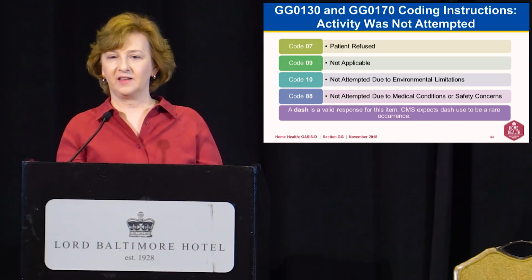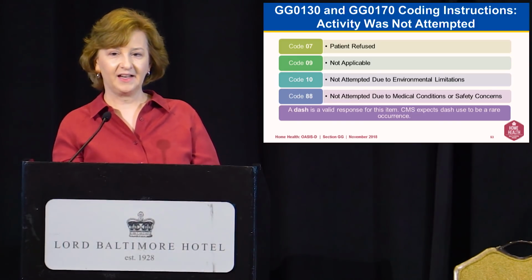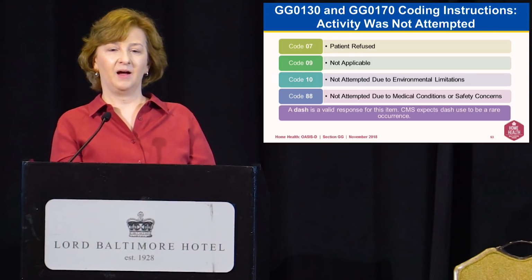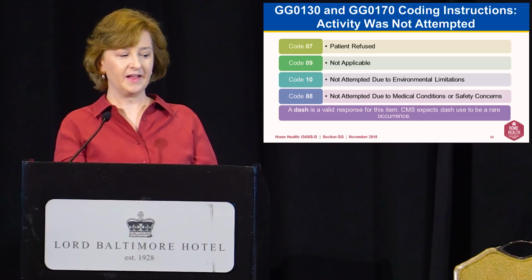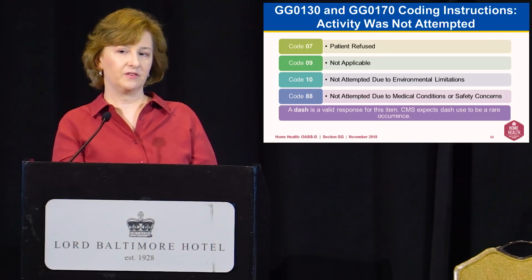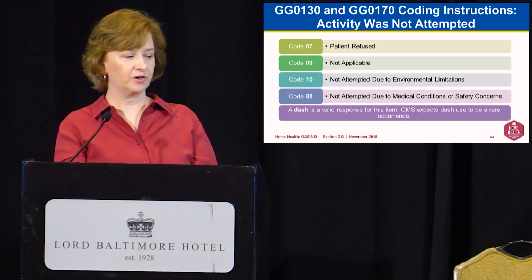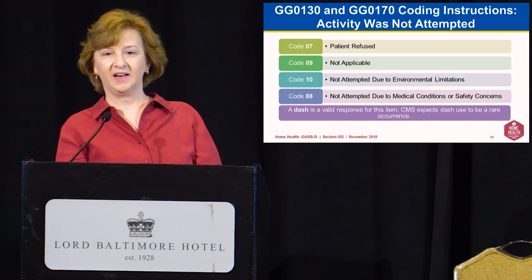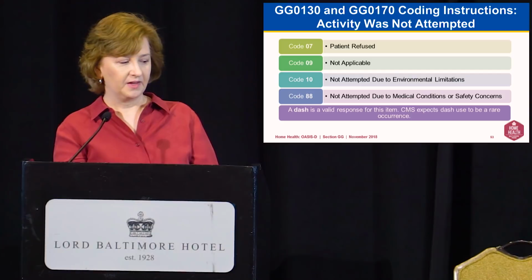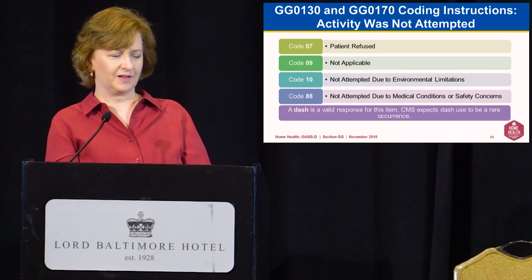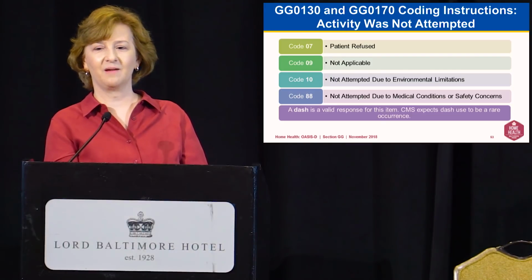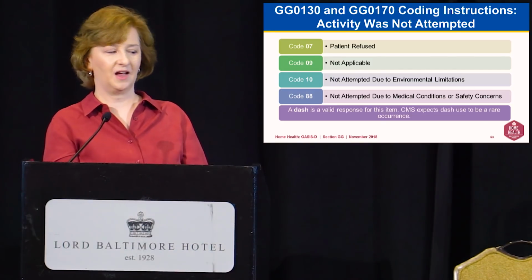In the event that the patient is not able to perform a daily activity that's included on the OASIS-D in section GG, CMS would like to know why. There are various reasons why an activity may not occur, and those are listed here. You would code 07 if the patient refused to perform an activity, code 9 if an activity was not applicable. We'll be going through the definitions of these in a little bit more time, but basically not applicable means that the person has not been doing this activity for some time.